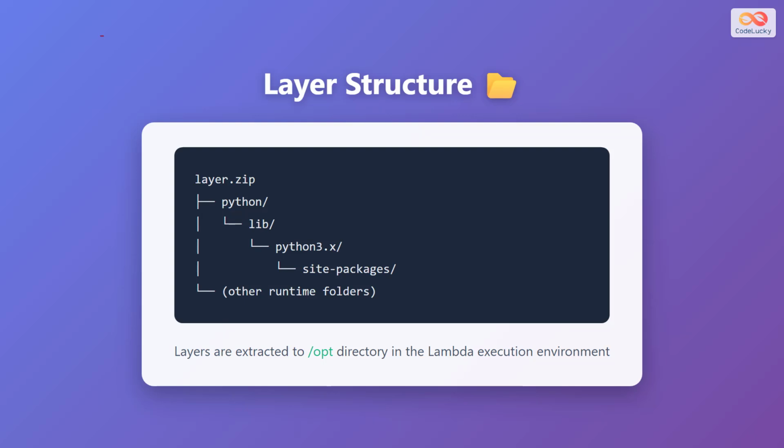Layers follow a specific directory structure. A layer zip file contains folders organized by runtime. For Python, you would create a python folder, then lib, then python3.x, and finally site-packages. Similar structures exist for other runtimes. When your Lambda function executes, layers are automatically extracted to the /opt directory in the Lambda execution environment, making them available to your code.